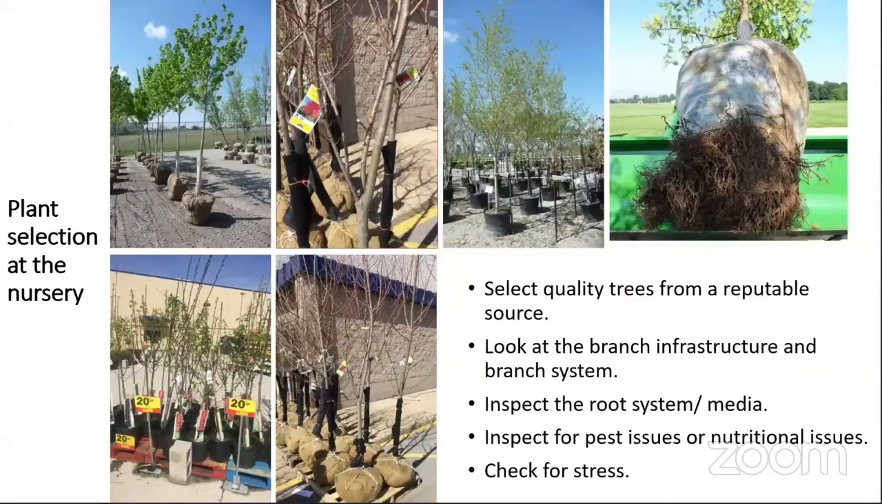We want to make sure we check for those signs of stress by looking and see if the leaves are yellowed, or if there's some brown necrotic areas on the leaf margins, which typically indicates that the trees have been dry. So we want to just make sure that we inspect the tree carefully, make sure we're getting a good healthy tree before we take it home and plant it.